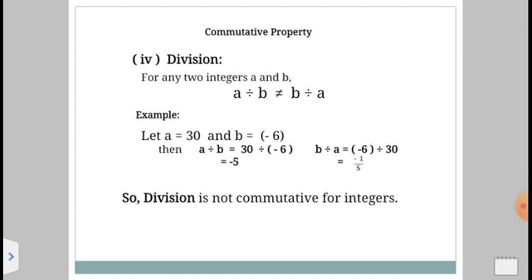Is minus 5 equal to minus 1 by 5? No. Therefore, a divided by b is not equal to b divided by a. Hence, division is not commutative for integers.